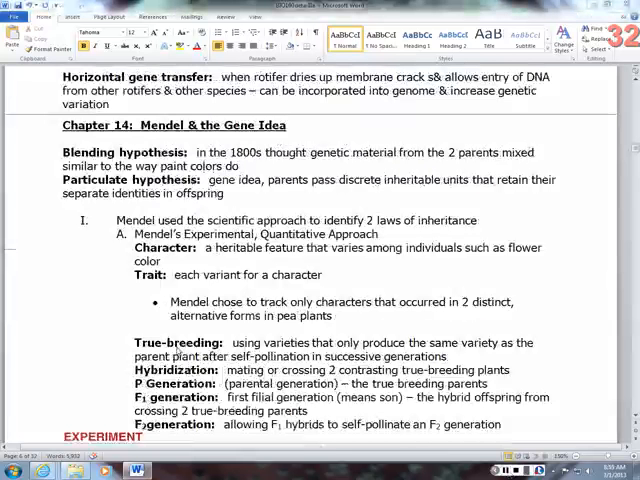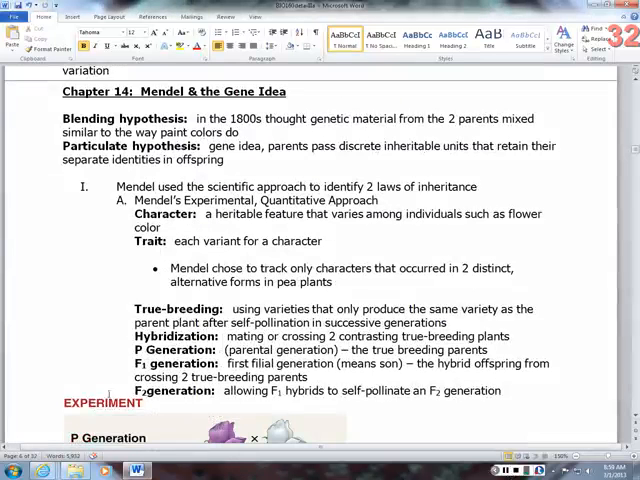The gene idea. So we've looked at how we create the gametes and the chromosomes to pass things on. But now once we have the genes in there, there were some different ideas as to how we came up with things. The first idea was this blending hypothesis.